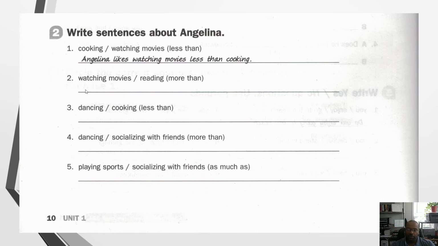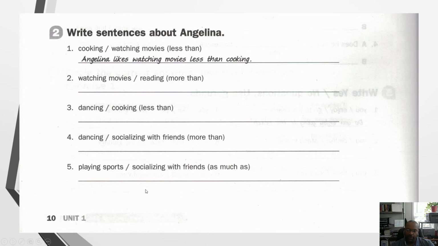Let's try this one. Watching movies, reading. More than. Okay, so she likes reading more than watching movies. So now let's take some time and complete the rest of these on your own. Okay, now that you have a good understanding of what they're asking for here, let's pause the video and continue on from 2 to 5. All right? And then we'll come back and we'll move on.